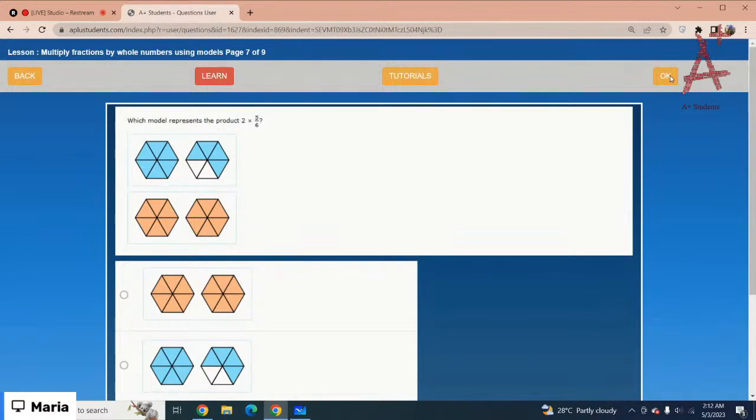Which model represents 2 times 5 out of 6? So which is the correct option? There is a mistake in the color. You can select any, leave it.